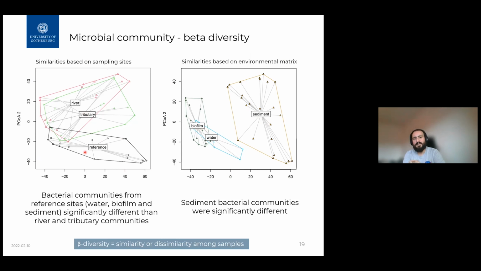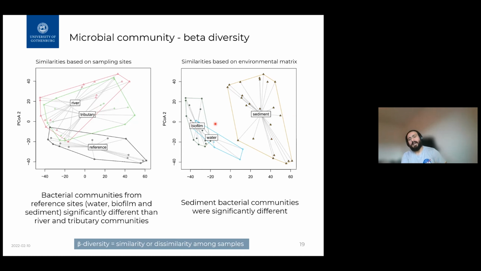What we clearly observed here was that reference sites cluster almost independently from the two other sampling sites. There were no differences between a river sample or a sample coming from a tributary. It's a different story when you analyze the beta diversity from a compartment perspective. Here, clearly, sediment stands alone, very clearly differentiated from the other samples. And we also observe an overlap in some samples between the biofilm and water.